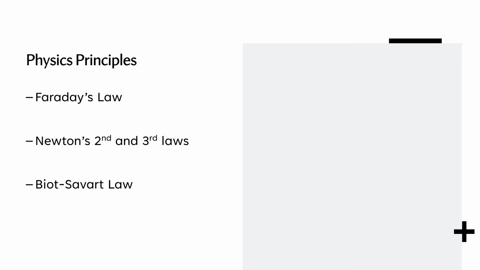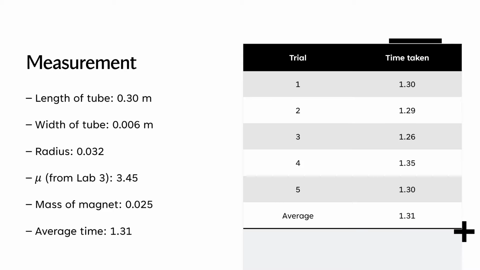The physics principles that we use in this lab are first Faraday's law and Newton's second and third laws, and finally the Biot-Savart law. For the measurements of this lab, we first measured the length of the tube, including the width and radius. We used the mu value of our third lab for the magnet and the mass of the magnet also. For the trials, we used 5 trials to get the average between them to be 1.31 seconds.